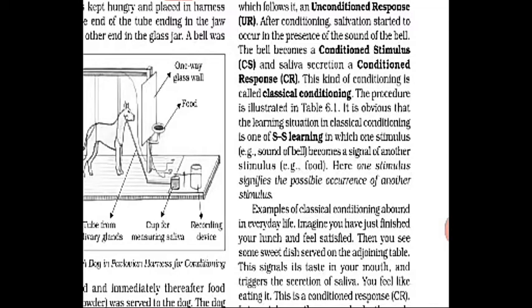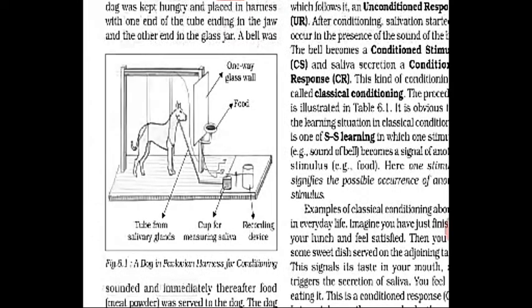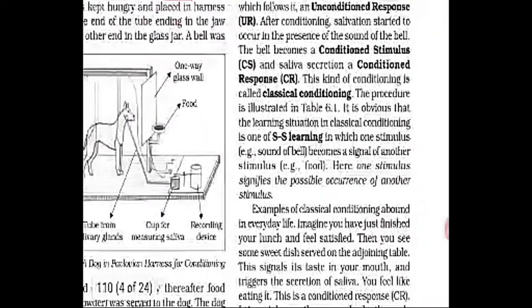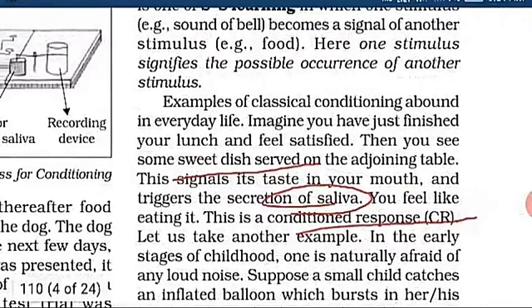Why is it called SS learning? Because in it one stimulus, that is the sound of the bell, becomes a signal for another stimulus. What is our other stimulus? That is the food. So here one stimulus signifies the possible occurrence of the other stimulus. Whenever we produce the sound of the bell, the other stimulus is going to be produced, that is the food.